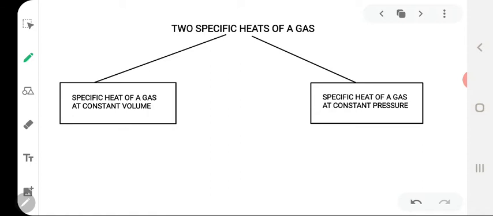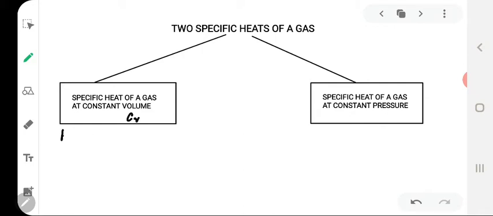Specific heat of a gas at constant volume. It is defined as the amount of heat required to raise the temperature of 1 gram of a gas through 1 degree Celsius at constant volume. Now it is denoted by cv.